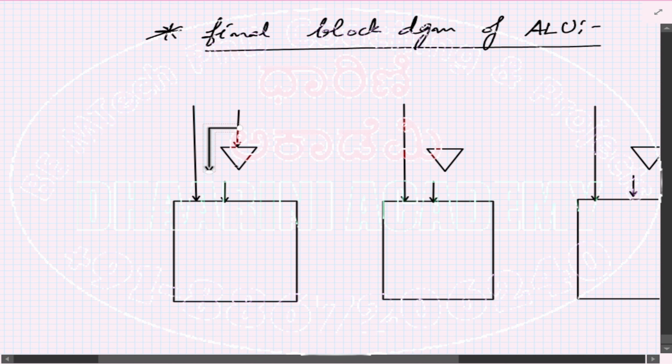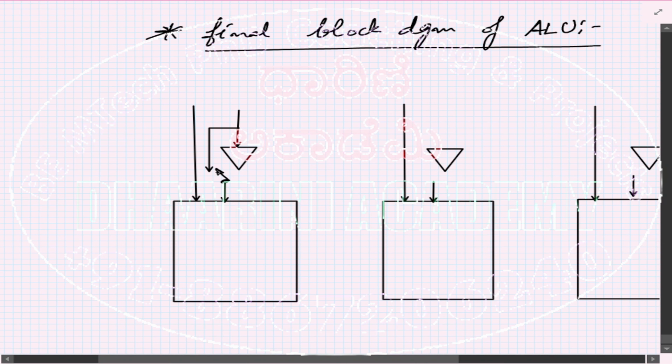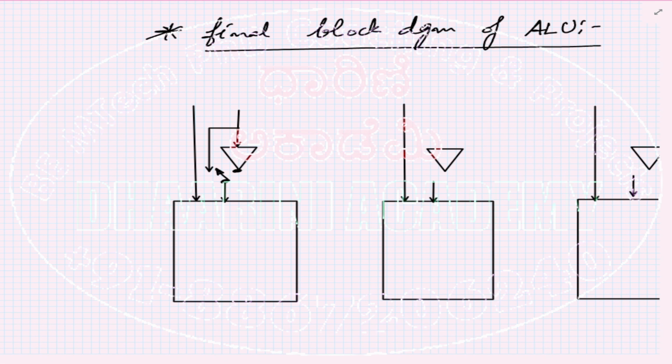So I have two options now. That option is indicated by a switch. This switch can be switched between the two. You can connect this to this side. See, this can be connected to this or this, right? If you connect to this side, it is B. If you connect to the output of the NOT gate, then this becomes B bar. Okay, right.